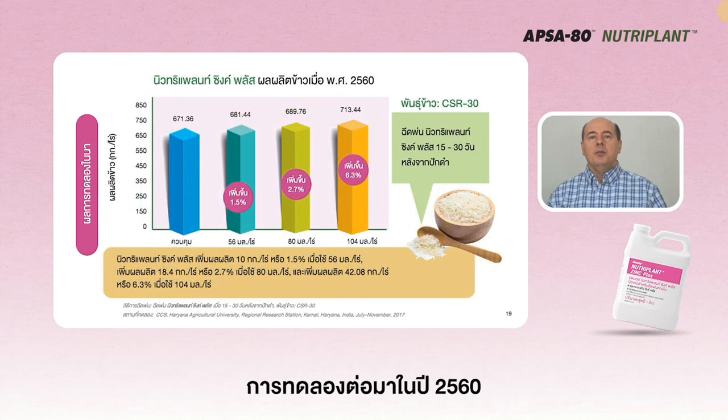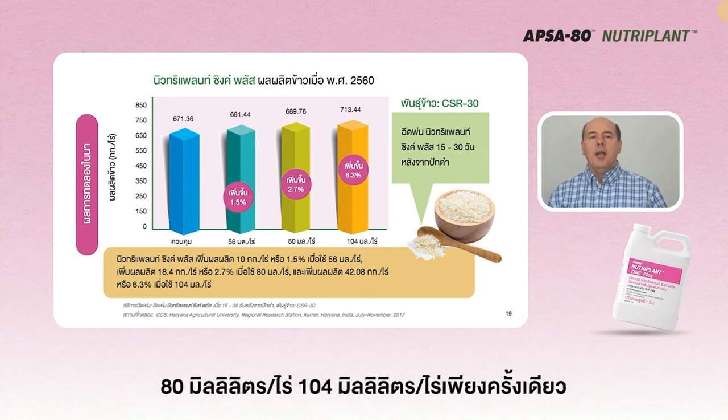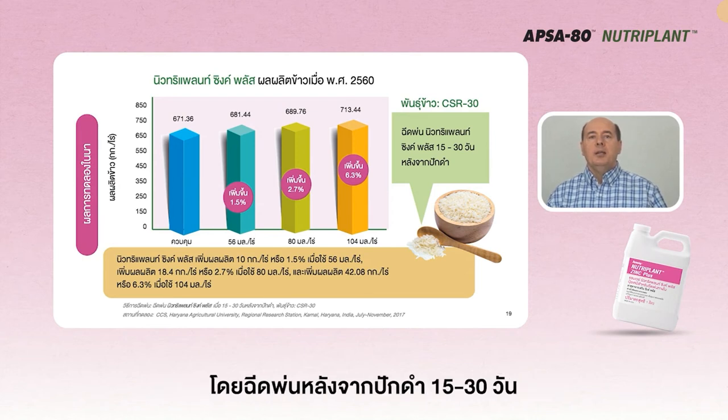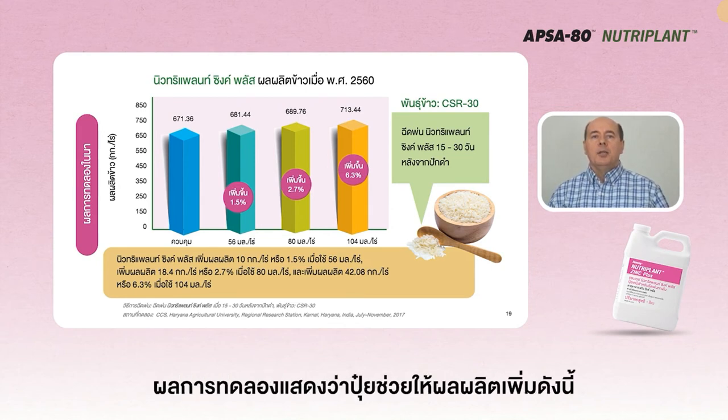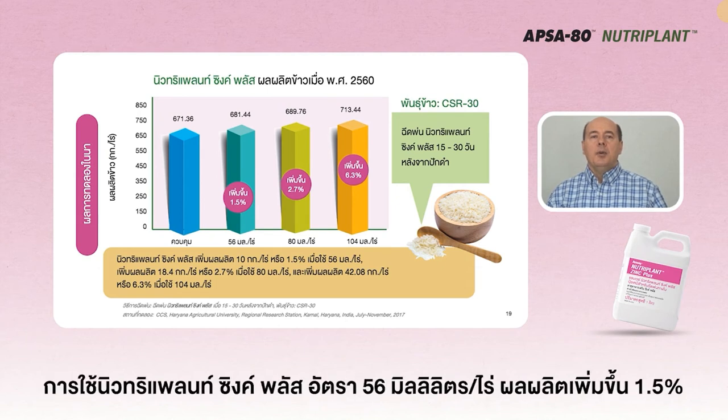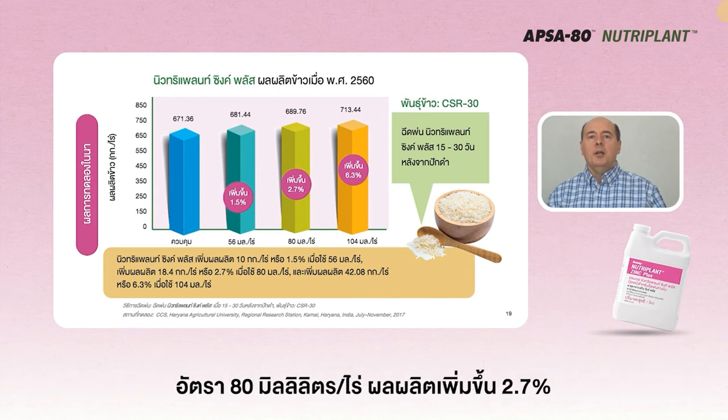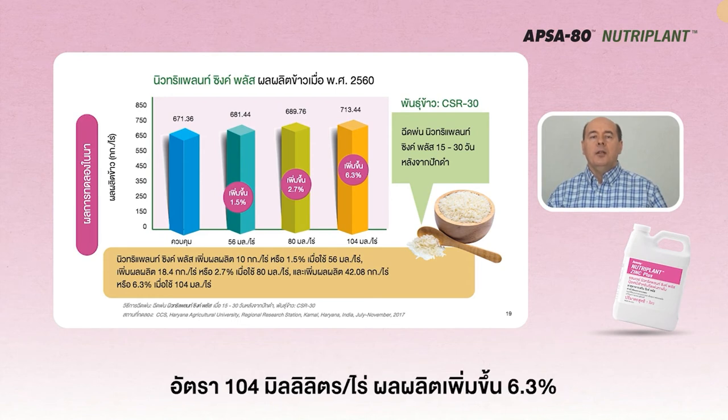Here is another example in 2017. We applied NutriPlan ZincPlus at 350 milliliters per hectare, 500 milliliters per hectare, and 650 milliliters per hectare. Zinc was applied the same way as in the previous trials, at 15 to 30 days after transplanting, which is the optimum time. So, with the application of NutriPlan ZincPlus at 350 milliliters per hectare, we improved the yield by 1.5%. At 500 milliliters per hectare, we increased the yield by 2.7%. And with the highest rate of 650, we improved the yield by 6.3%.